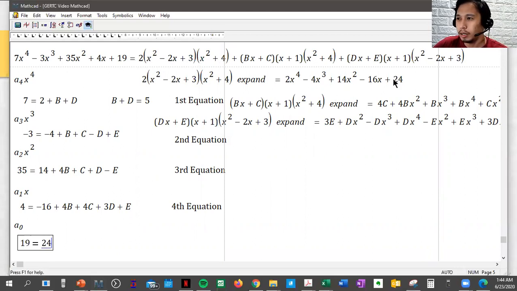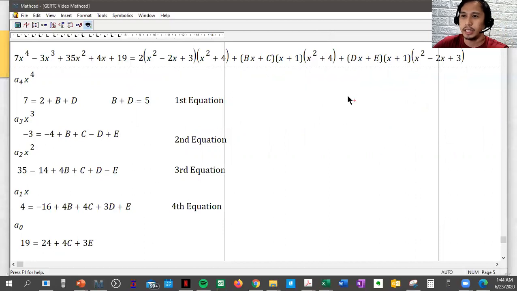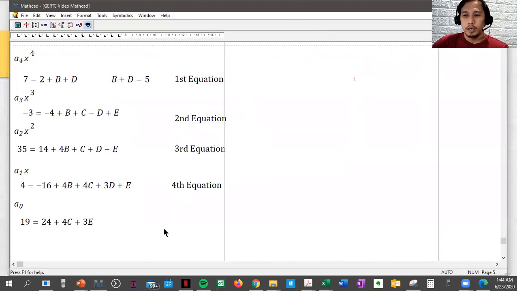Dito rin, no? Makita natin yan. Dito, to have the constant, c times 1 times 4. So, 4c. Wala nang b. Kasi, obviously, b has x man. Next, e times 1 times 3. So, plus 3e. So, yan yung constant. We can check that here, no? 4c at saka 3e. The expansions nila. But I'm gonna remove this now, no? So this is the fifth equation.